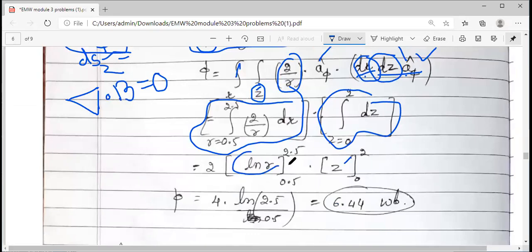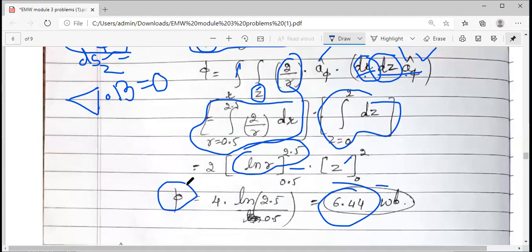What you have to do, it is ln of 2.5 minus ln of 0.5, which is nothing but ln a by using the formula. See, 2.5 by 0.5, what will you get? 0.05 probably. Check the value. Ln of that value, what you get, into 4. So if you do that, I have got 6.44, and this is a magnetic flux.